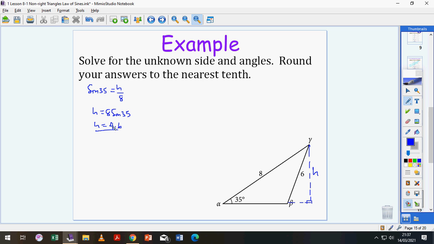So this is the first side. This is the second side. The 6 is bigger than the height of the triangle. Since it's bigger than the height of the triangle, I expect two possible triangles. What that means is that of those two possible triangles, one is already what I have drawn, right?